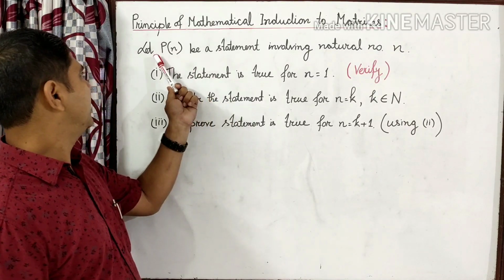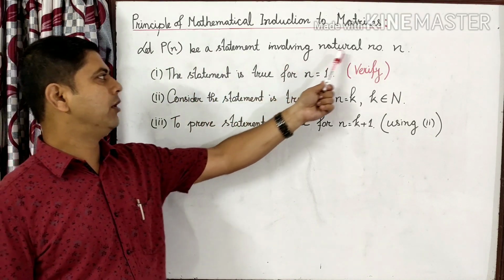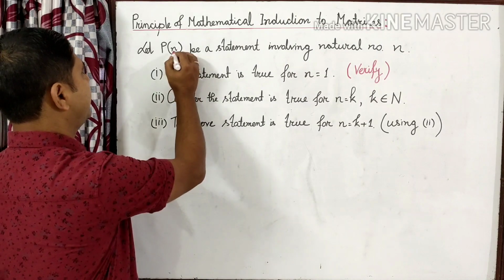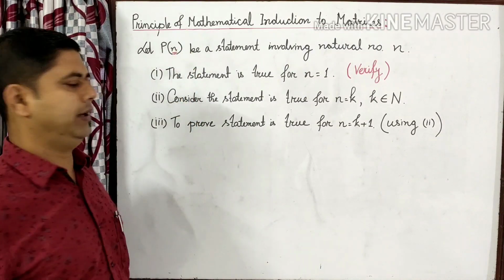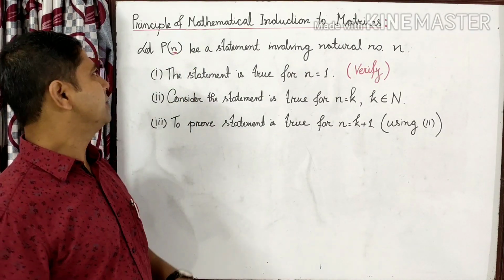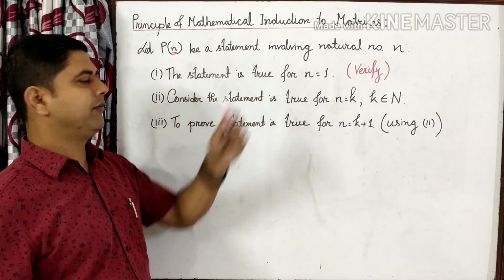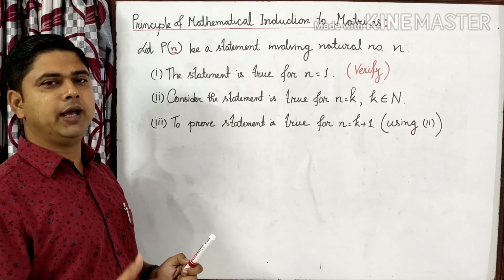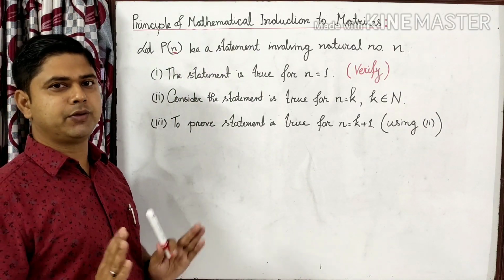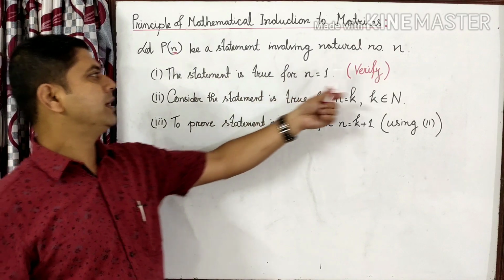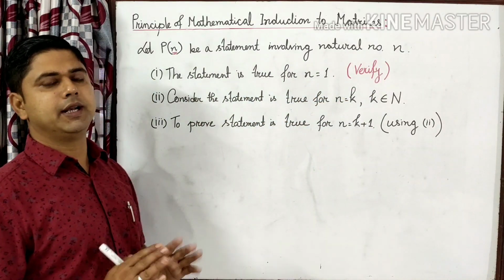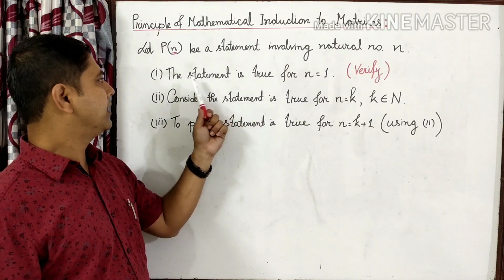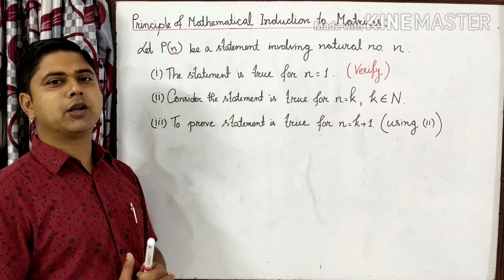Here there are three steps. The first one is what? Let P of n be a statement involving the natural number n. Here n must be a natural number. The statement can be in the format P of n, or sometimes x or y, something like that, but this number always represents a natural number. The first step is that the statement is true for n equal to 1.